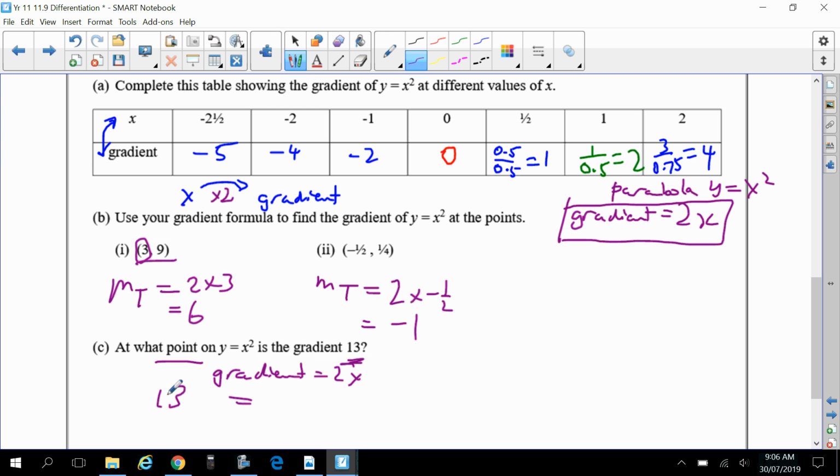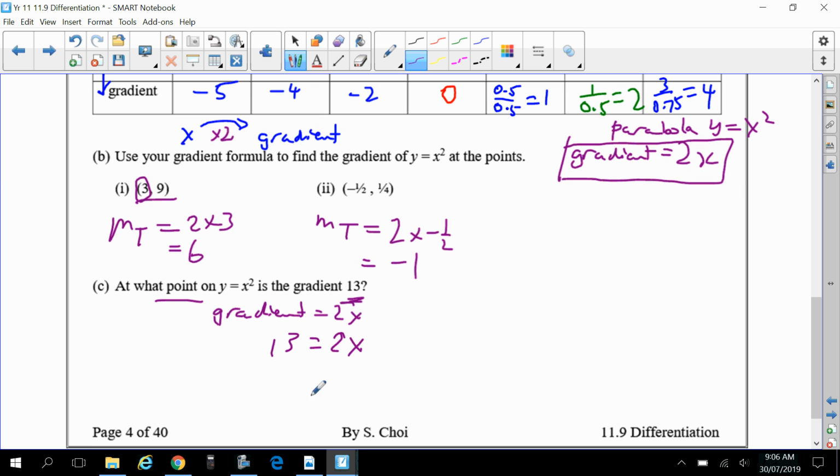2x. So if I know the gradient, 13, this is a bad position to write. So 13, so I just have to solve this very simple equation. So what would the x value be? Which is what? 7.5? Wrong. 6.5. How do I get the point? How do I get the point?